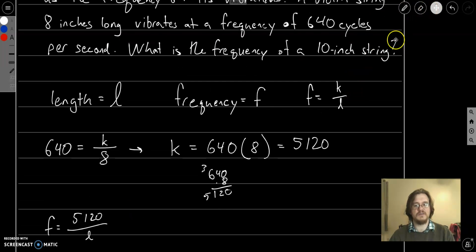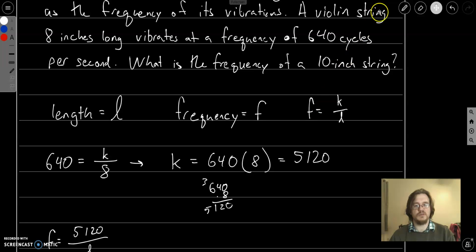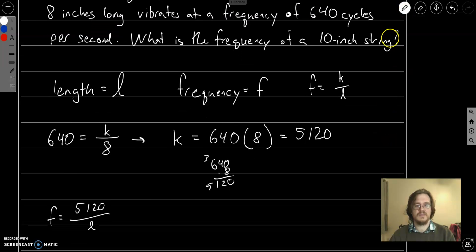So if we try to find the frequency of a 10-inch string, just a little bit of intuition before we actually plug this in, a violin string that's 8 inches long vibrates at a frequency of 640 cycles. If we're at 10 inches, we've increased the length, and because these are inversely proportional, we should decrease the frequency. So let's find out how much the frequency will have decreased.